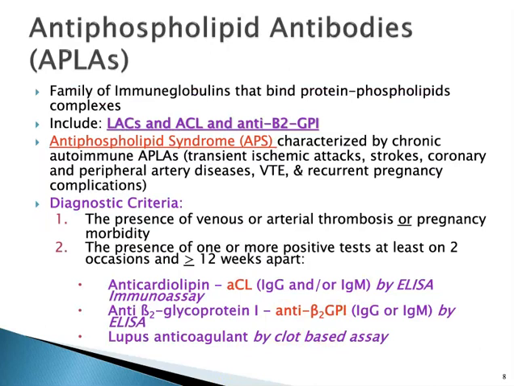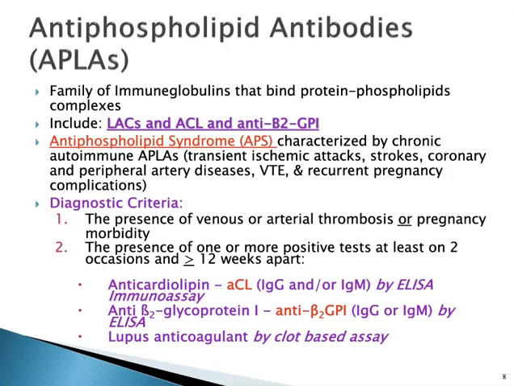Let's talk about the antiphospholipid antibodies. Antiphospholipid antibodies are a family of immune globulins that bind protein phospholipid complexes. They include the lupus anticoagulants and the anticardiolipin antibodies, as well as the anti-beta 2 glycoproteins.